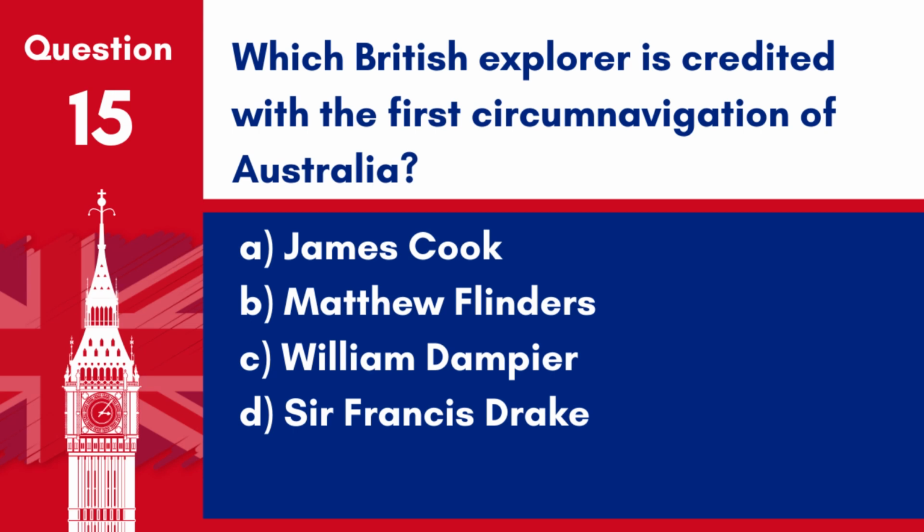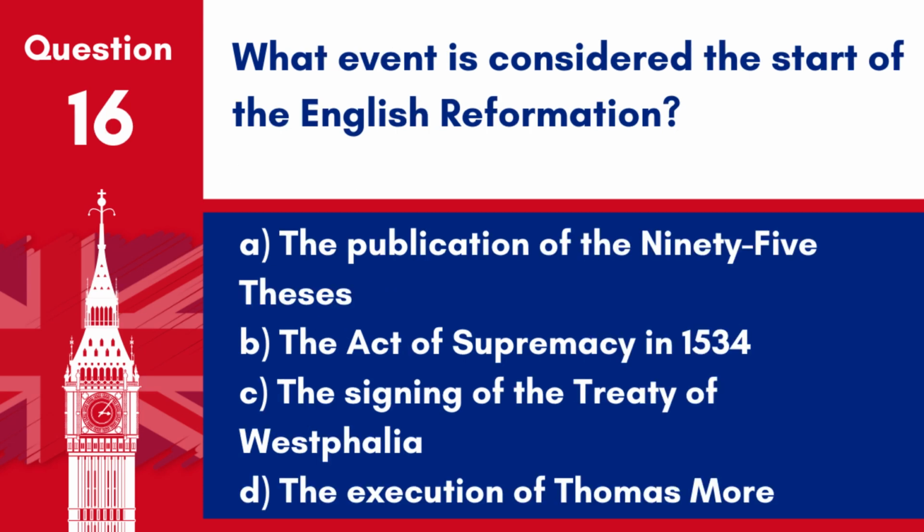Answer: B. Matthew Flinders. Matthew Flinders is credited with being the first to circumnavigate Australia and identify it as a continent. Question 16. What event is considered the start of the English Reformation?